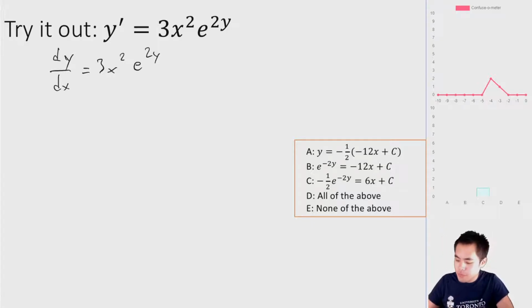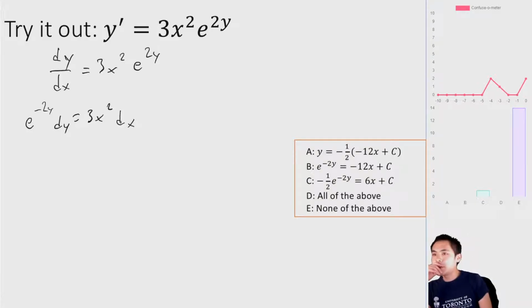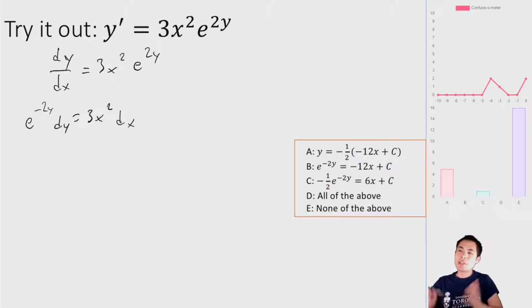In this particular case, to get them on two different sides, okay, we've started getting a couple of replies, but let's see what happens. So when we separate them, you get e to the minus 2y dy is equal to 3x squared dx. We're getting a large number of e's. Hopefully I didn't make a mistake. We're getting some A's and E's. A's, C's, E's. Okay, well, let's see what happens when we solve it.